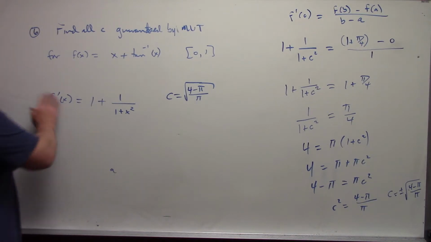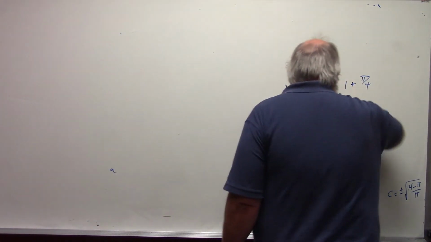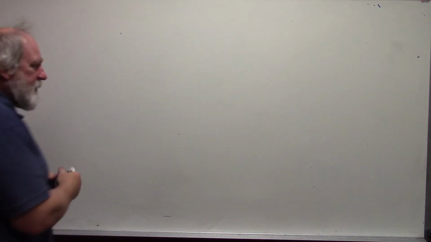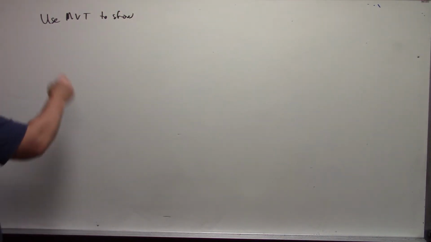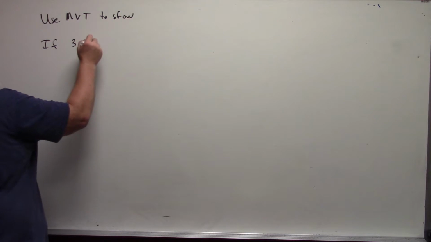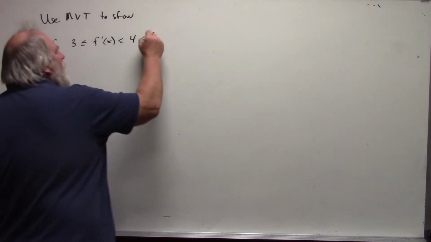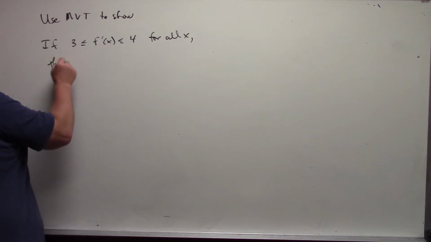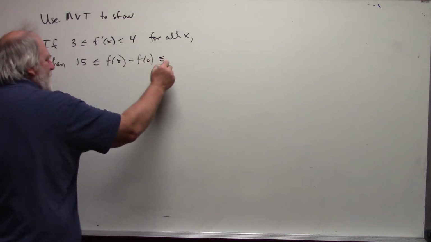Another application of MVT. Let's suppose that I have the following. Suppose I want to use MVT to show that if 3 is less than or equal to f prime of x is less than or equal to 4 for all x, then 15 is less than or equal to f of 5 minus f of 0 is less than or equal to 20.